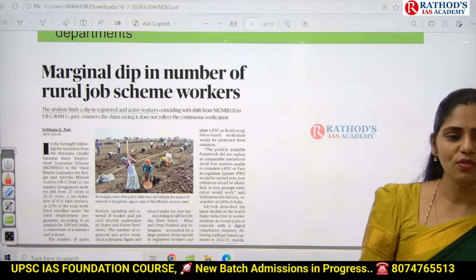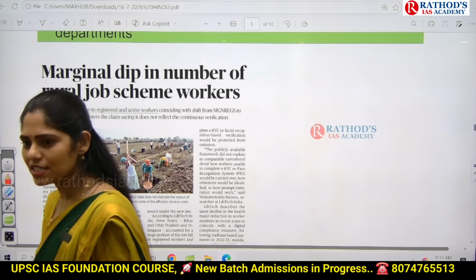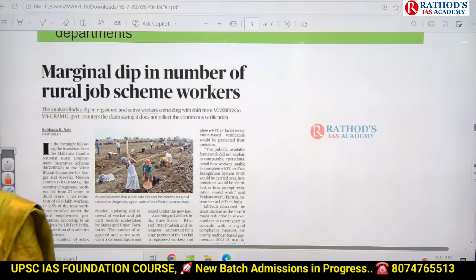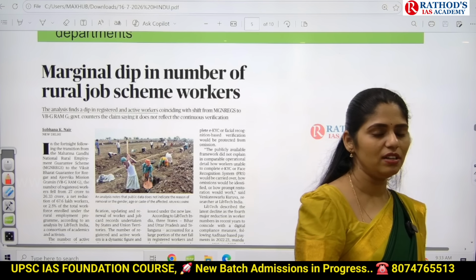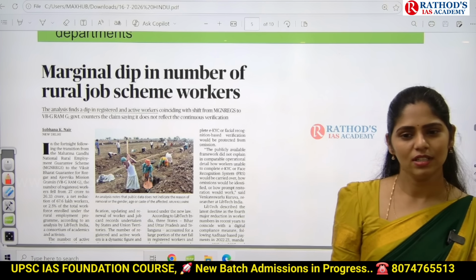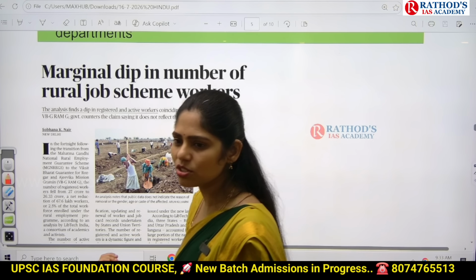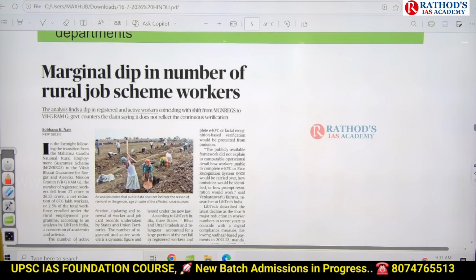And next one is, now it is a centrally sponsored scheme. Earlier it was a central sector scheme. And next, even 60 days of pause during the seasons when people can get jobs or employment opportunities in agriculture. Next, any other?